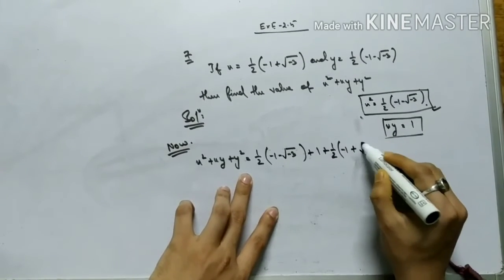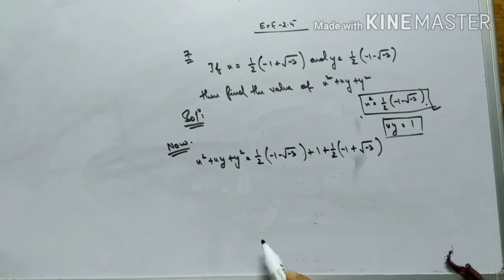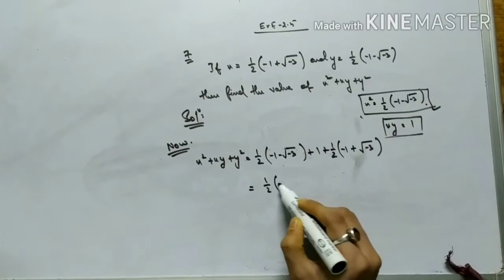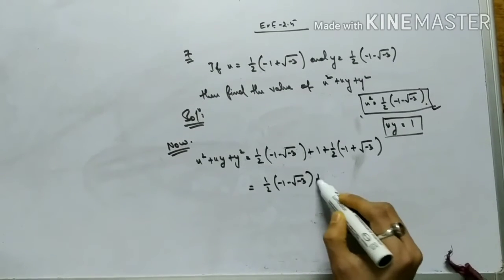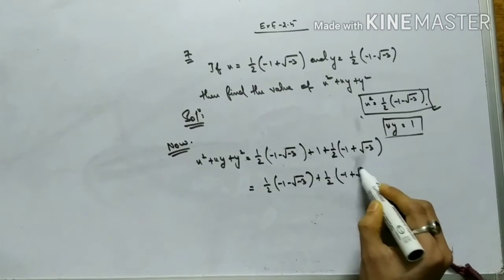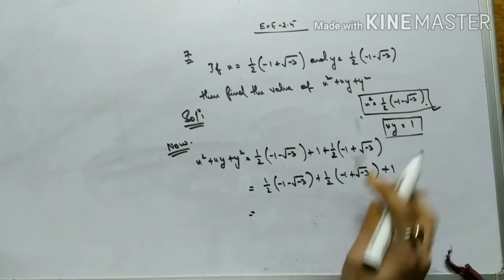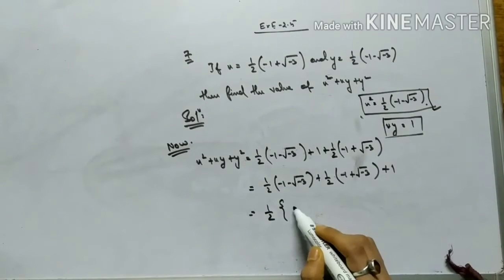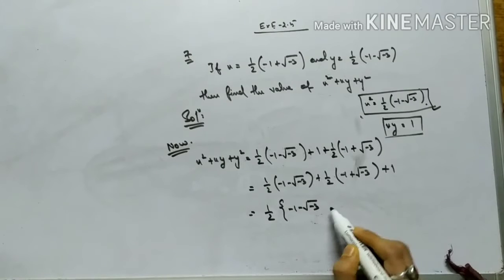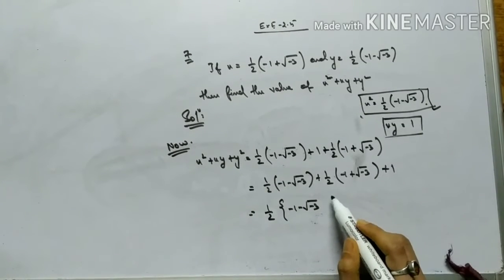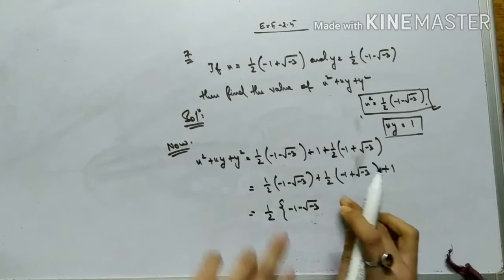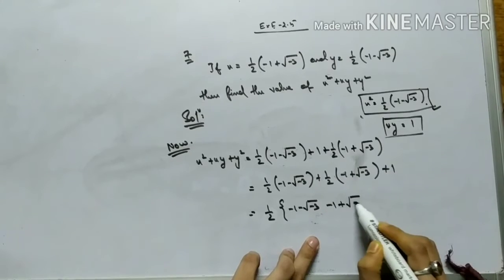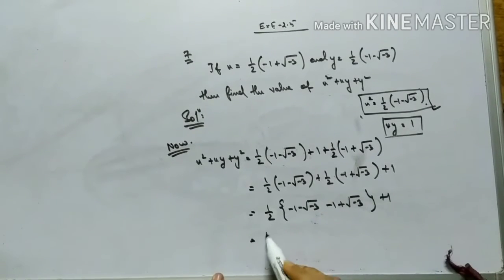Minus 1 plus root over minus 3. Okay, this equals 1 by 2 minus 1 minus minus root 3 plus 1 by 2 minus 1 plus root 3 plus 1. This one I am writing in this way so that I can take 1 by 2 common. 1 by 2 common, minus 1 minus minus root 3, and this will again be 1 by 2 common. So in here, minus 1 plus root 3 plus 1.